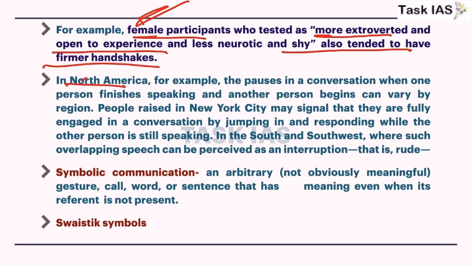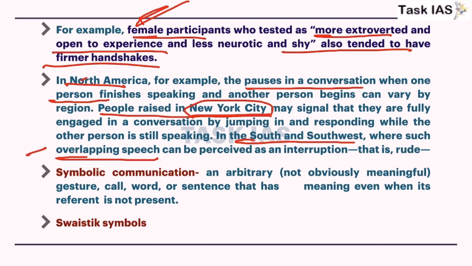In North America, there is a pause in conversation when one person is speaking but another speaks in between. So this shows that the second person is interested in what the first individual is telling. But this pattern is observed in New York City, which is more liberal, more open. But in the South and Southwest, when such overlapping or interference in talking happens while someone is speaking, this may be considered disrespectful. So these have different meanings in different societies.